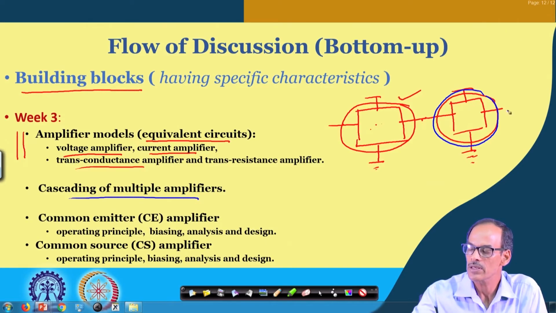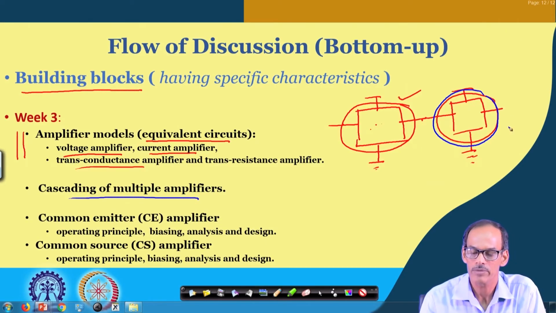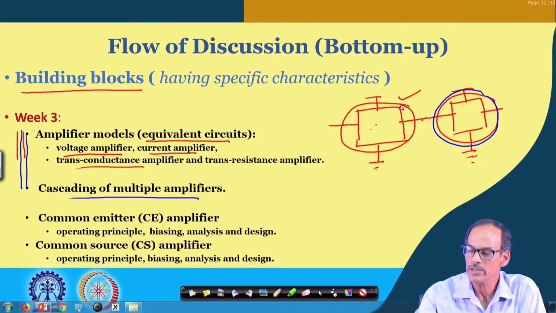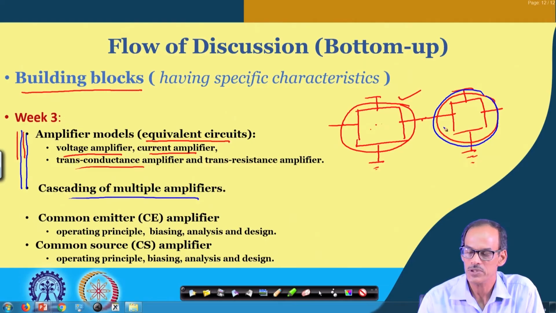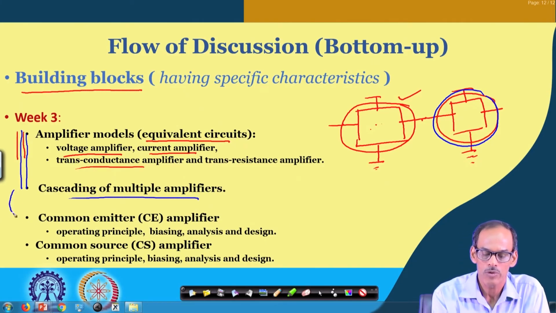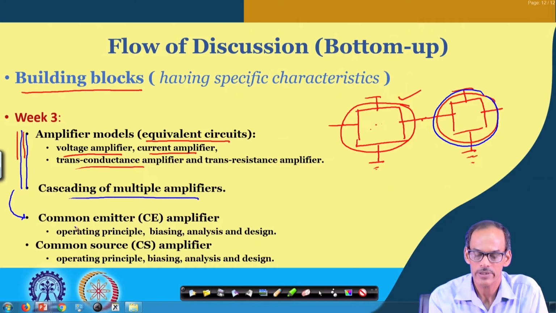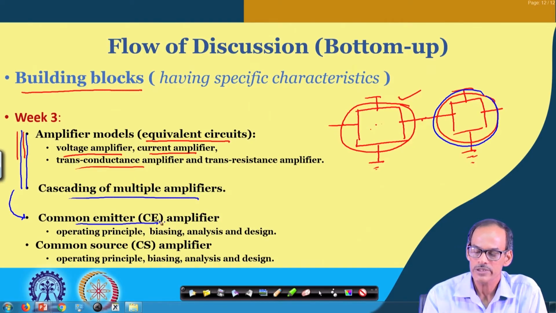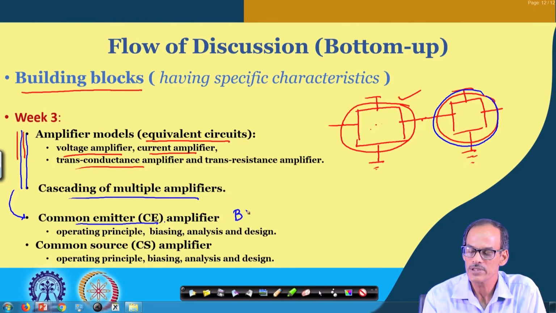So basically it need not be only two, it may have multiple stages. And then with this overall understanding, or understanding at an abstract level, we will move towards a more practical circuit called the common emitter amplifier, which is, I should say, a very fundamental building block for analog circuits. So, this is the BJT realization.